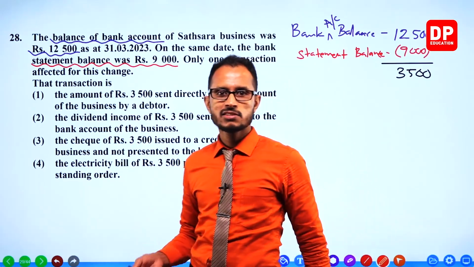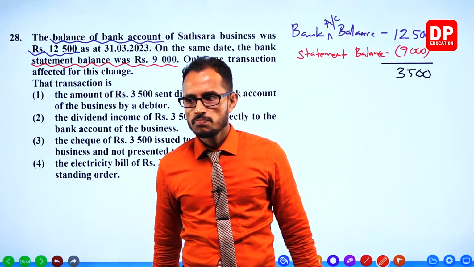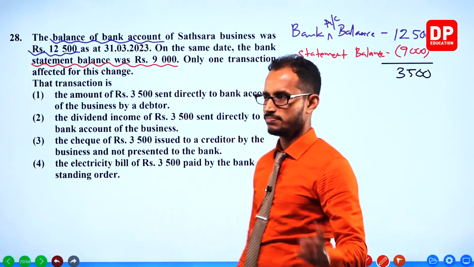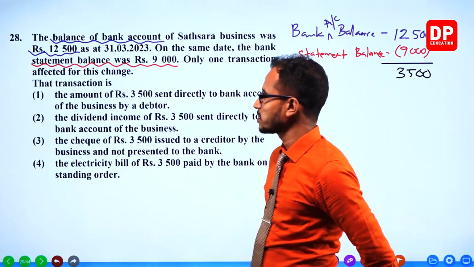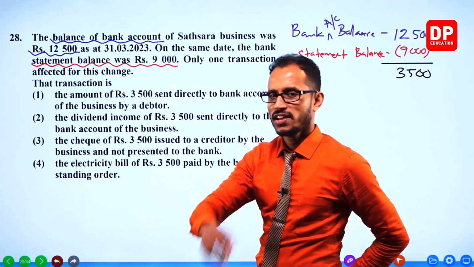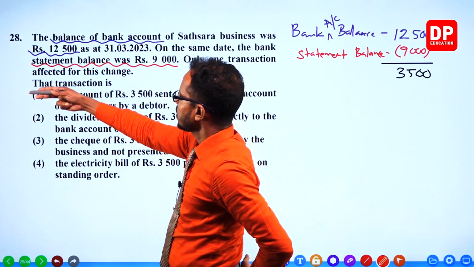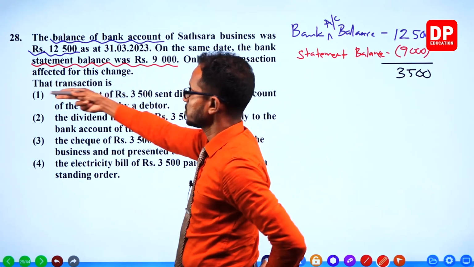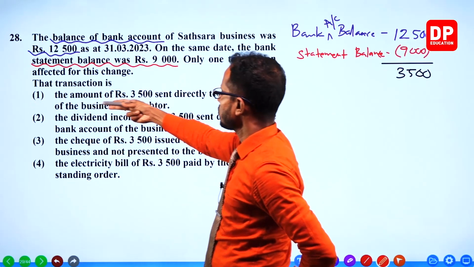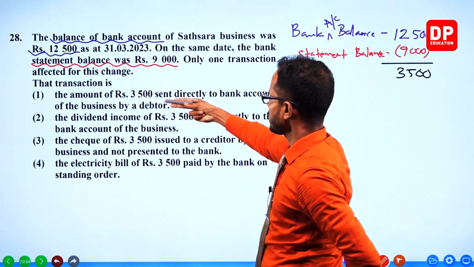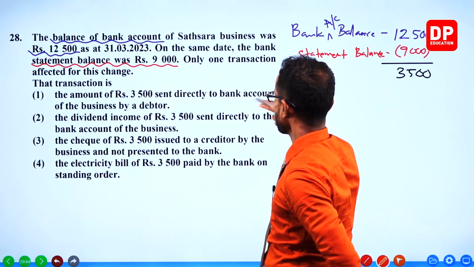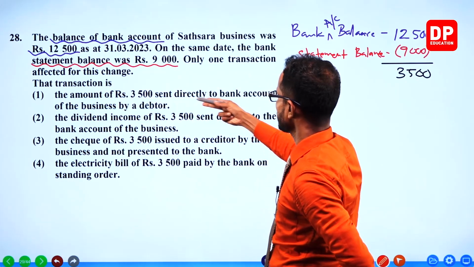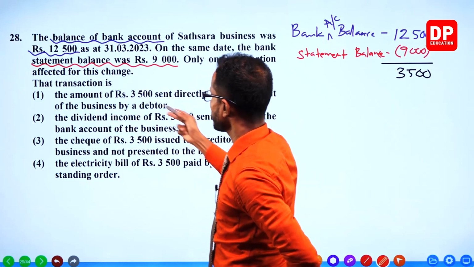Maybe the bank has embezzled money out of our bank account? No, that is stupid. You must find the reason for it. Only one transaction affected this change. The reason: an amount of 3,500 sent directly to the bank account of the business.